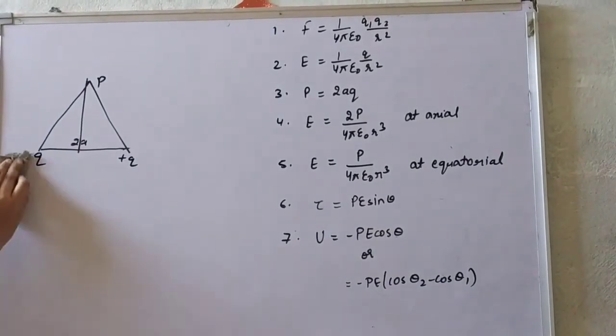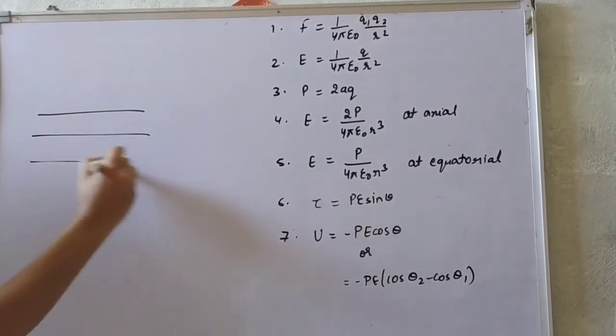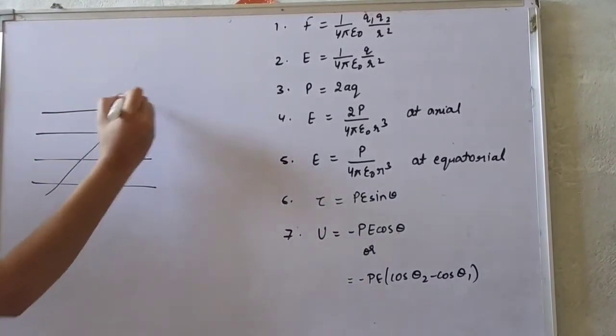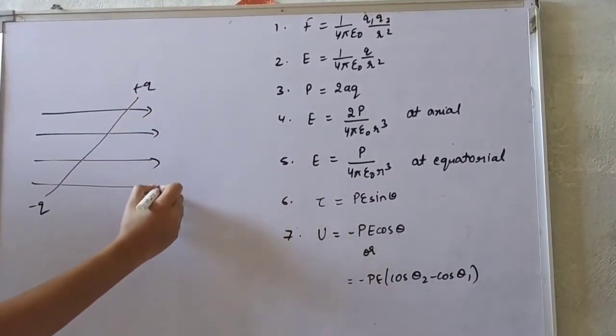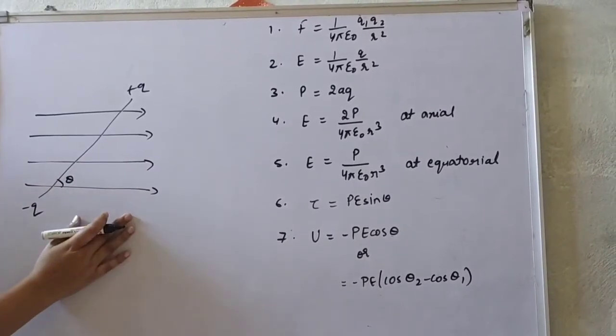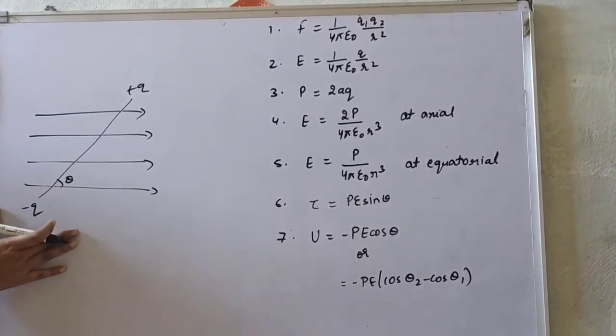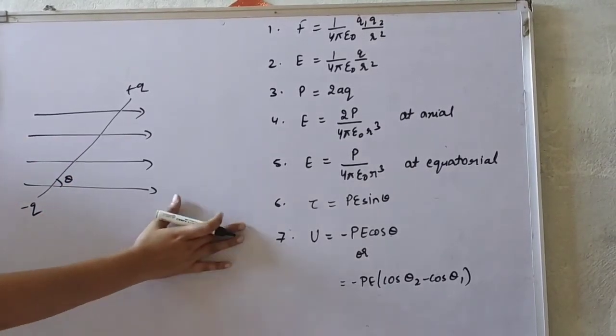Okay, and the sixth you will use when you have a uniform electric field and a dipole is placed in it, minus q plus q, in a uniform electric field at an angle theta. Due to this electric field, this dipole will experience a force and start rotating. If it rotates, then we know it as torque.